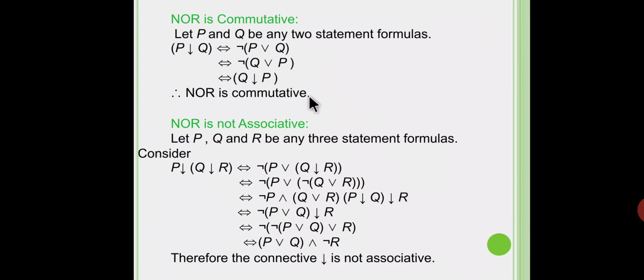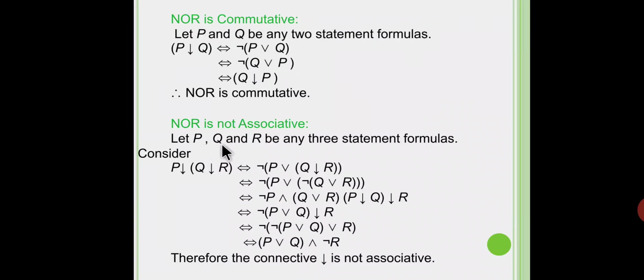So NOR is commutative. Let P and Q be any two statement formulas. So we consider the relation P NOR Q. So from the basic formula we write here negation of P or Q. By the commutative law we write like this, Q or P. So again we are applying the basic formula, Q down arrow P. So NOR is commutative.